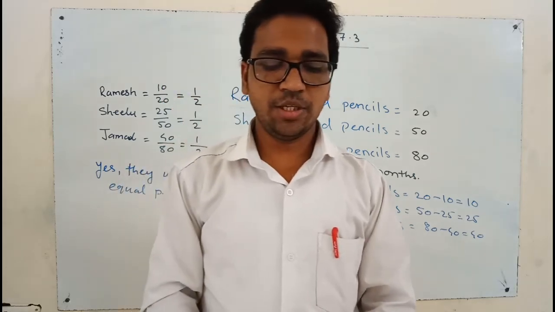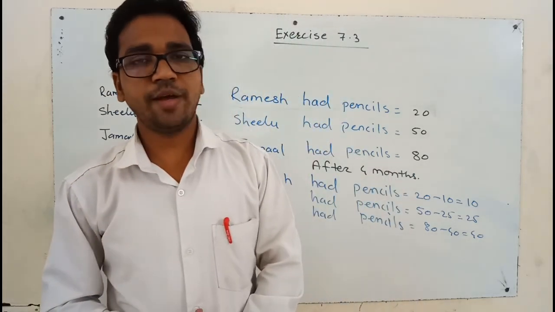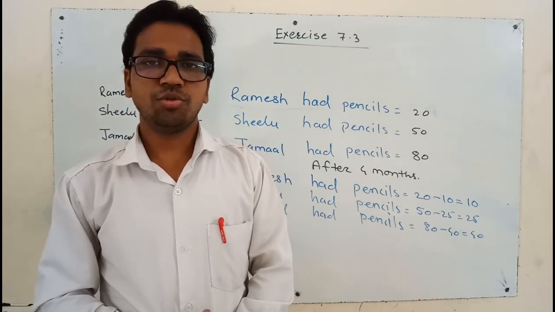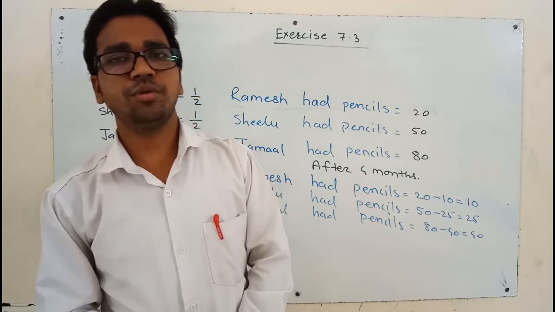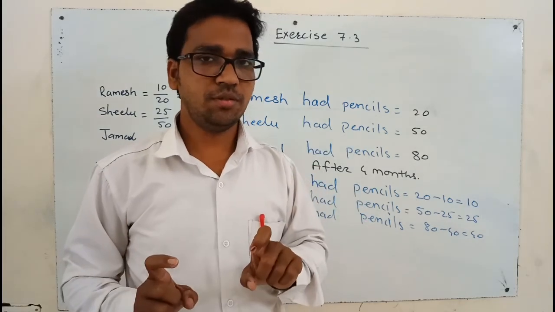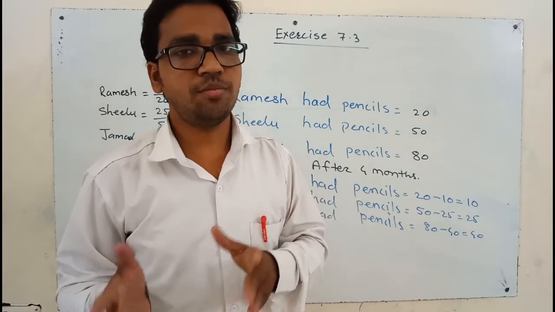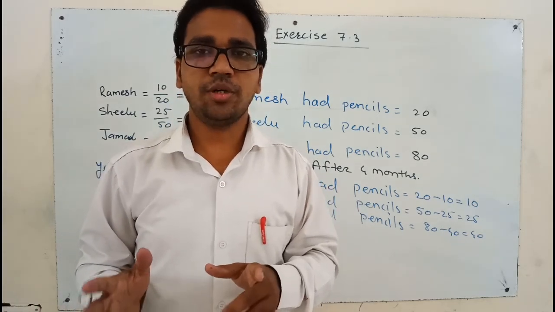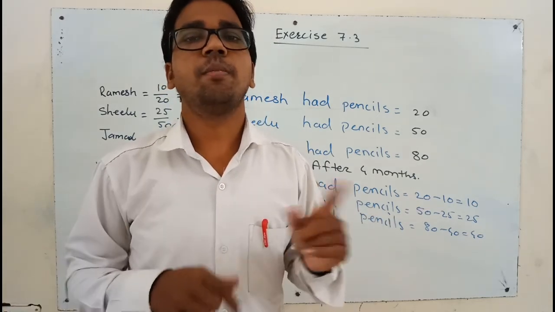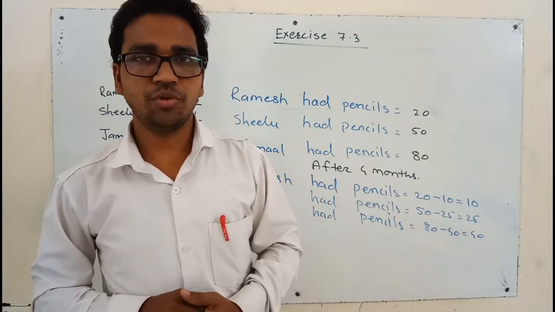Then the last is: match the equivalent fractions and write 2 more for each. So here you have to simplify, you have to reduce all the fractions, and then you get the reduced form, the simplest form of each fraction, and then you can match the pairs. So try it at home.